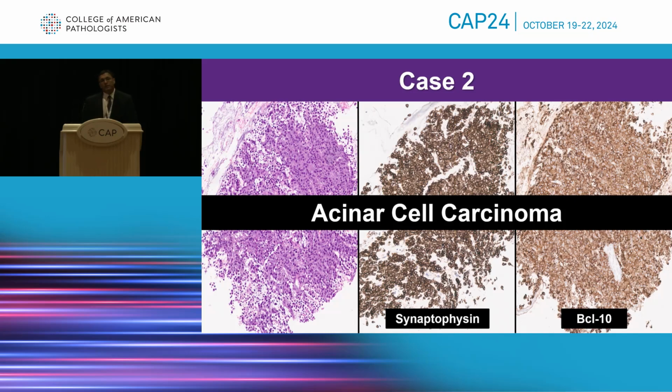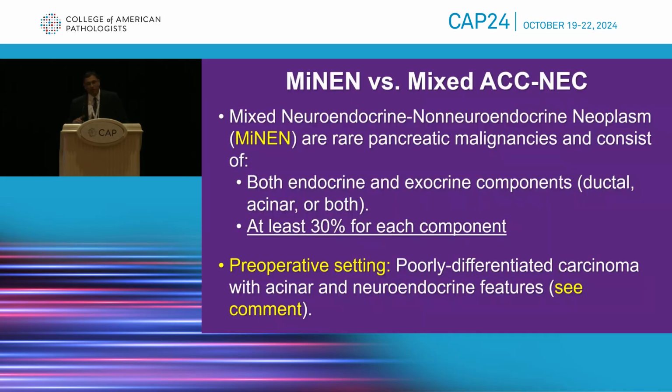Now, it's well known, and it's been described many times, and you'll read in the WHO Blue Book itself, that acinar cell carcinomas can express synaptophysin. It's well known, and it's an interesting finding nonetheless. In fact, you can sometimes even see patchy INSM1 in acinar cell carcinomas, but typically not diffuse. But this should not be a deterrent for diagnosing an acinar cell carcinoma. But obviously, this always brings the question, is this a mixed neoplasm?